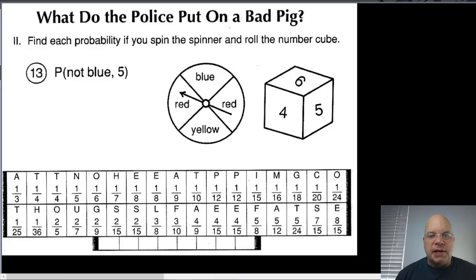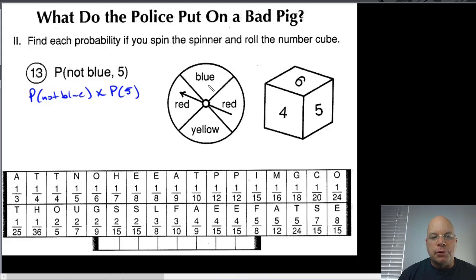Calculating the probability of independent events on this homework assignment. Problem 13 asks for the probability of spinning the spinner and landing on a space that is not blue, and then rolling a 5 on the die. So the way you handle this is you just take one event at a time. The probability of not blue and 5 is equal to the probability of not blue multiplied by the probability of a 5.